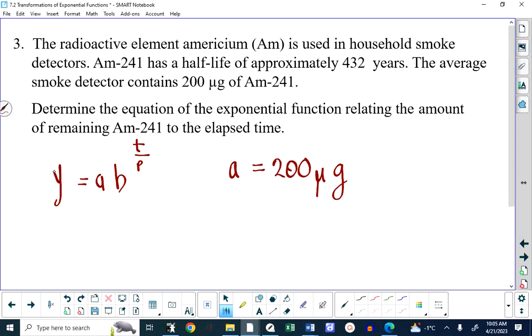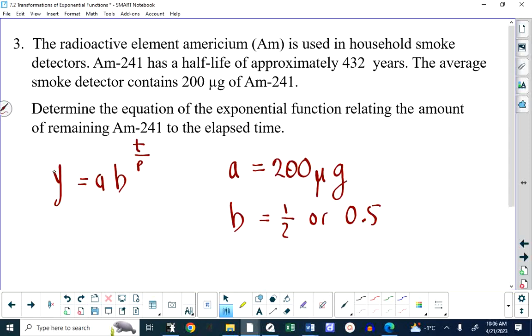What is B? It doesn't tell us what B is. It doesn't tell us how it's changing. It doesn't say it's increasing by 2% or decreasing by anything. What is B? Yeah, 0.5. This is just what we need to know. Let me write this down first. 0.5 is exactly 1/2, so there's nothing wrong with writing it.